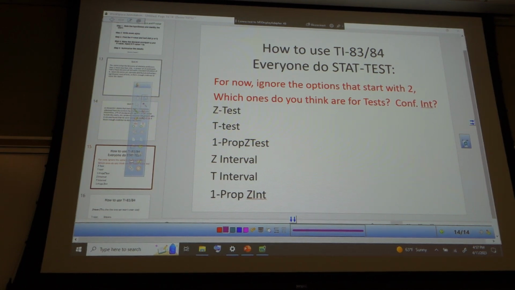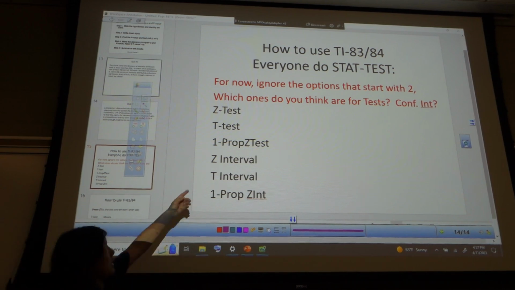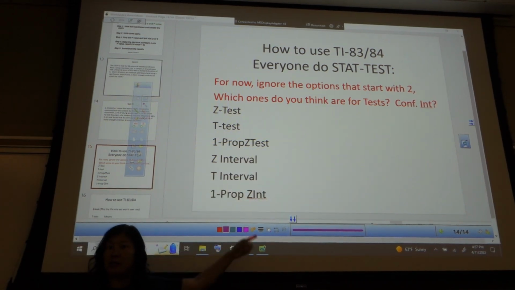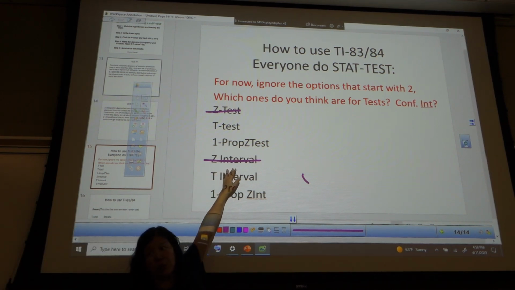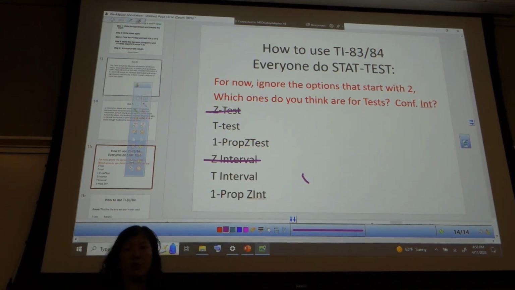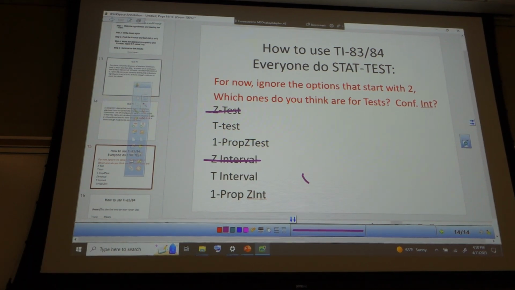Which ones are for confidence intervals? All the ones that say interval or int. Good? Now, these z-tests, we never use those, ever. Those are for when we have a mean and we know the standard deviation, sigma, which we never know. So those are unrealistic. They never occur in real life, so don't ever use those.